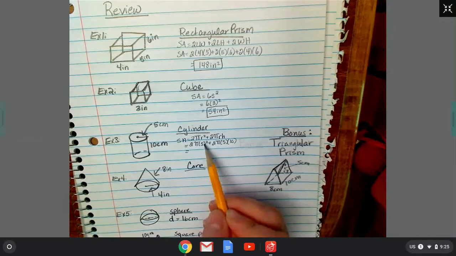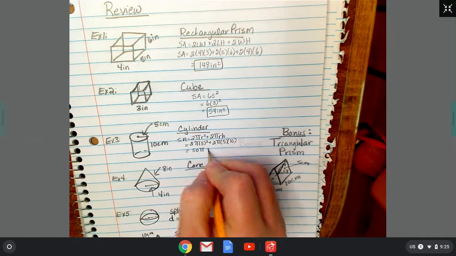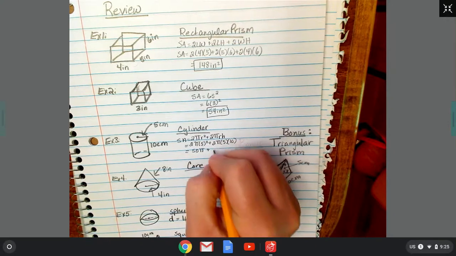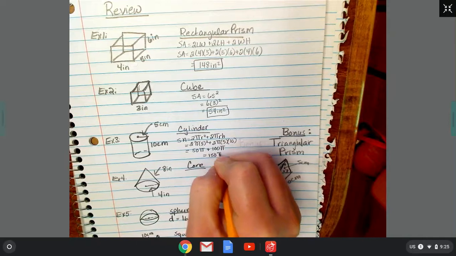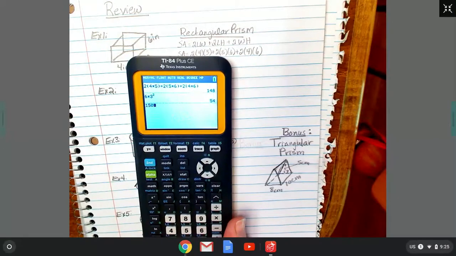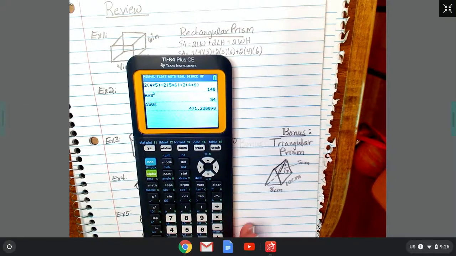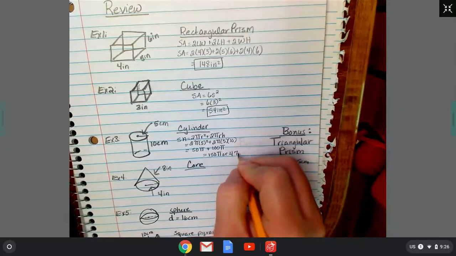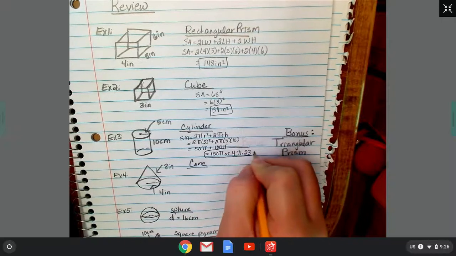Okay, so if you want to leave it in terms of pi, we can do this in our head. 5 squared is 25. 25 times 2 is 50. 5 times 10 is 50. Times 2 is 100. So 150 pi. A lot of times it tells you to use 3.14, but there is a pi button on my calculator, so I'll just use it. 471.23. And then a lot of times they tell you what to round to.